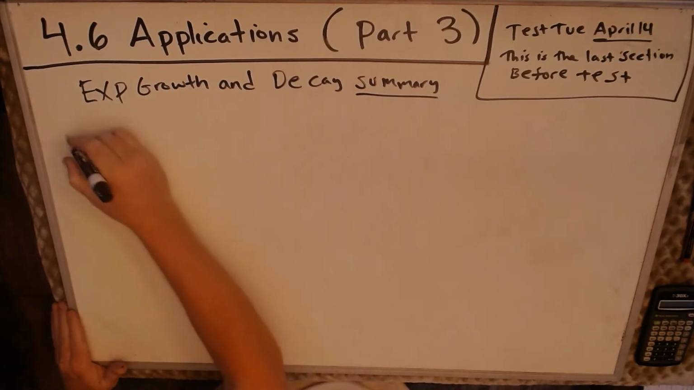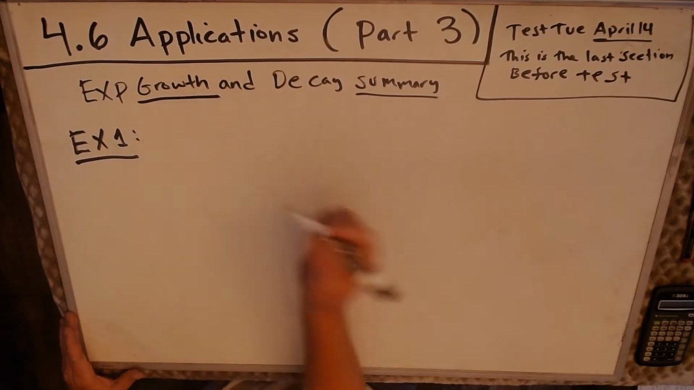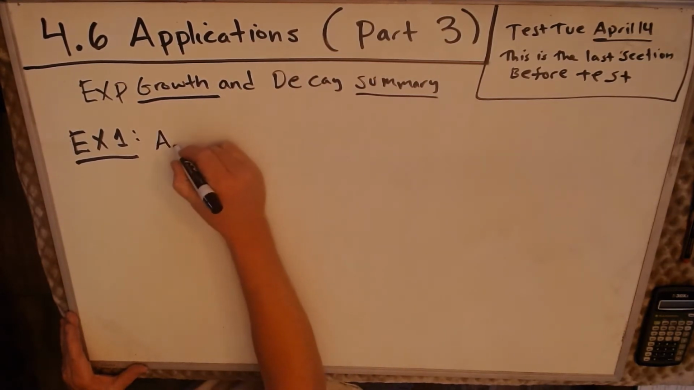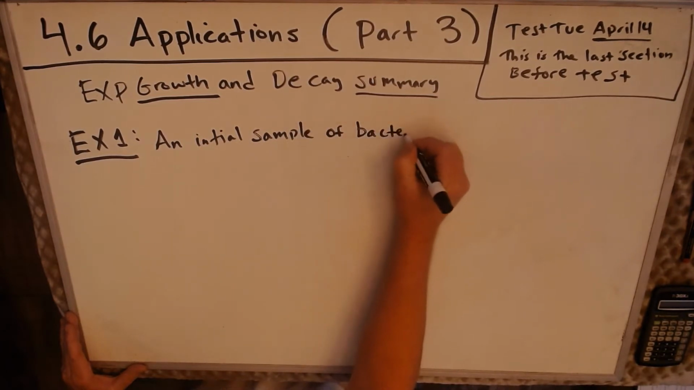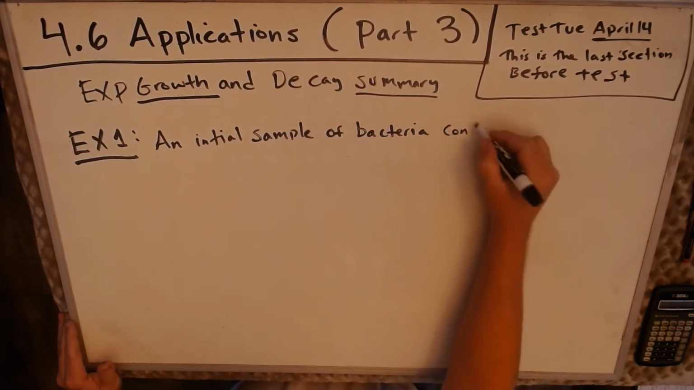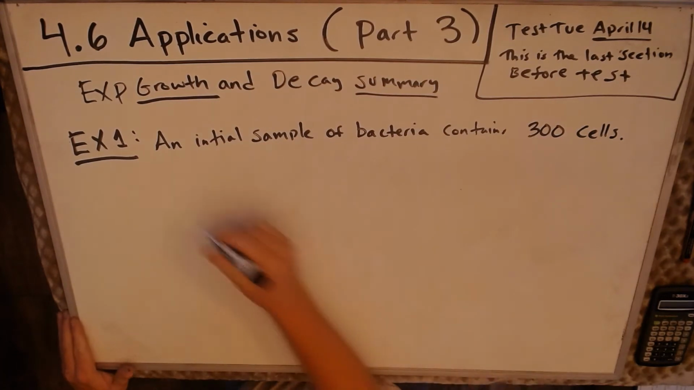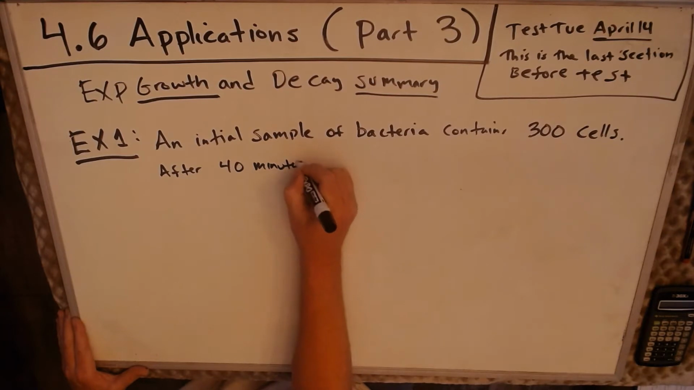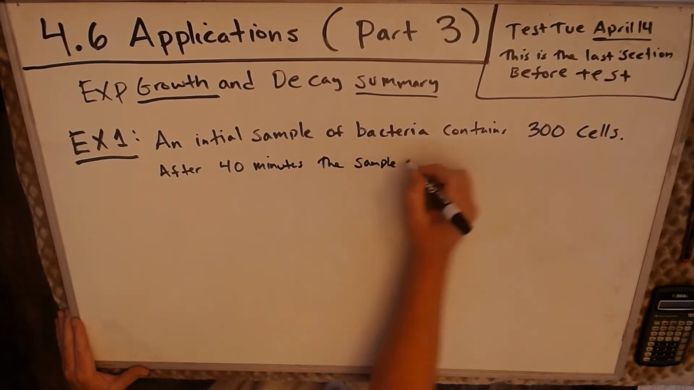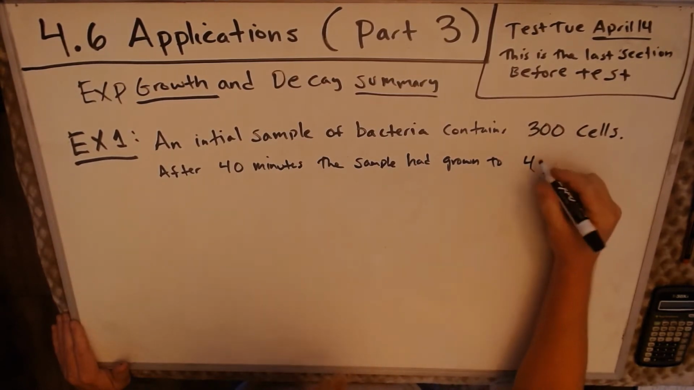So we'll start with a problem that we've done before. We've done something similar to this before, but this time we'll take a slightly different approach. So we'll start with an example of exponential growth. An initial sample of bacteria. We did a bacteria growth problem earlier, but contains 300 cells. After 40 minutes, the sample had grown to 400 cells.